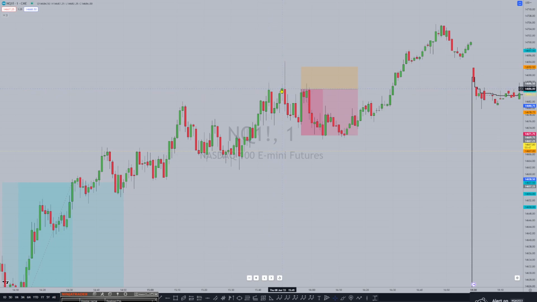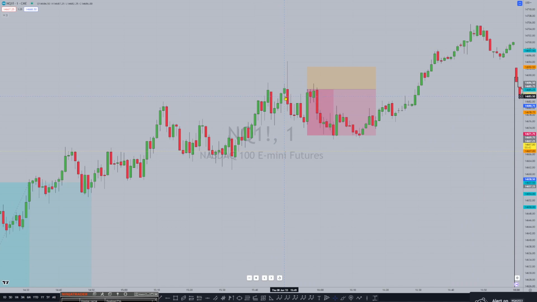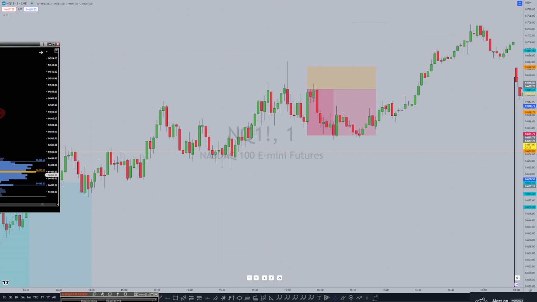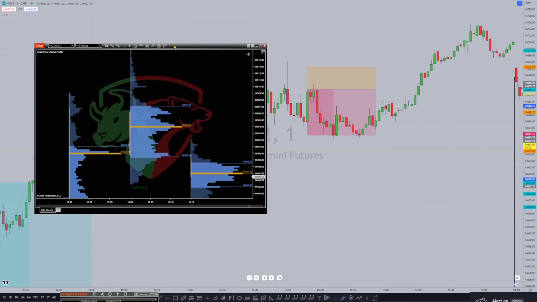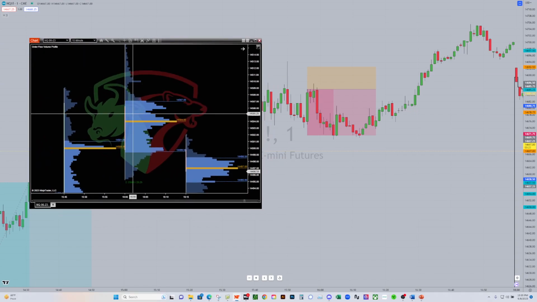We had equal highs. Now, price kept going up, right? So it kept moving up. But if you look at the delta, it was steadily dropping. So I knew that although price was going up, sellers were starting to take control of the market. And I'm going to pull over the volume profile for this half hour period.